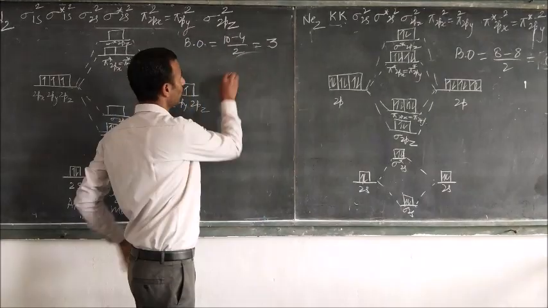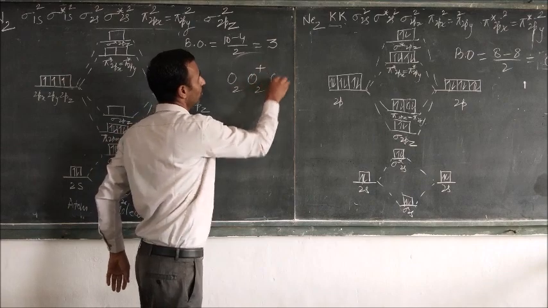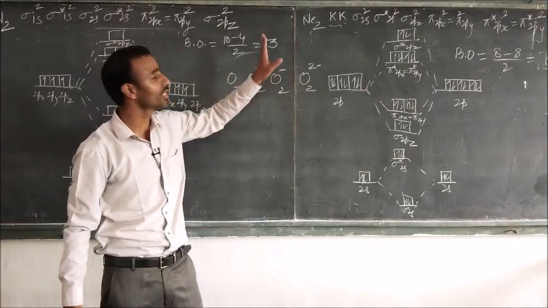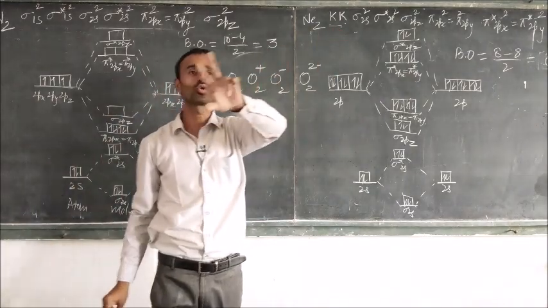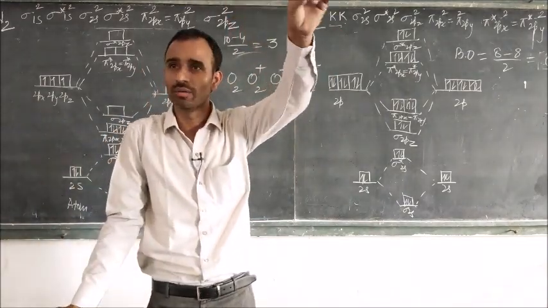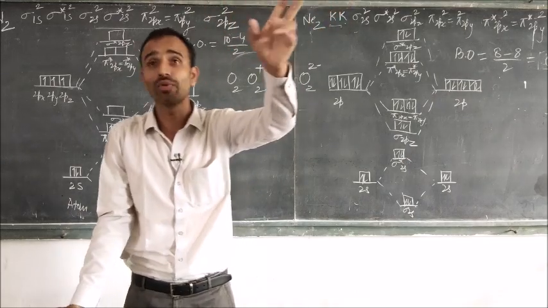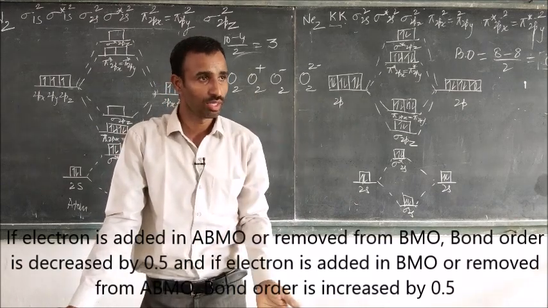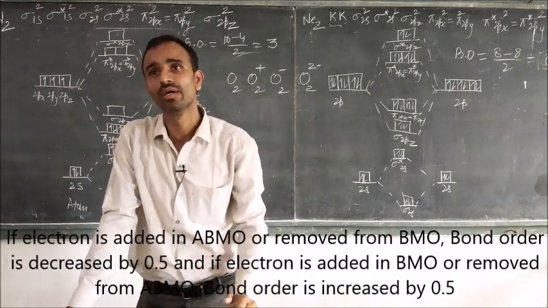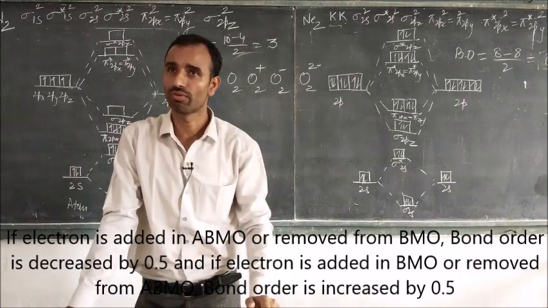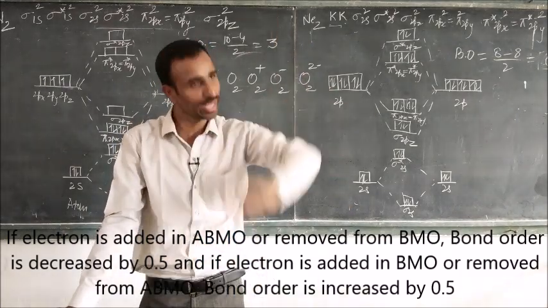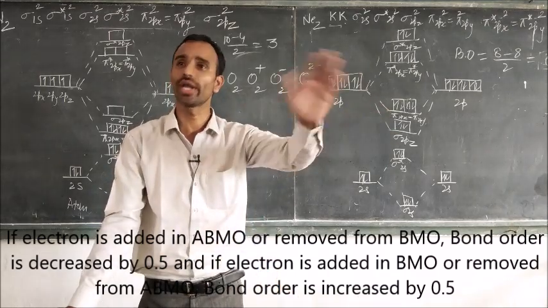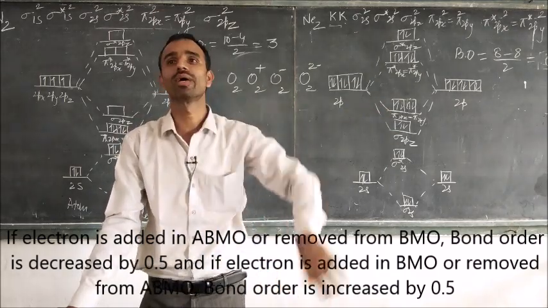For homodiatomic species like O2, O2 positive, O2 negative and O2 2 negative, you can calculate just by looking at the configuration. For O2, there is pi star 2px1, pi star 2py1. If an electron is added in antibonding, bond order is decreased by half. If an electron is removed from antibonding, bond order is increased by half. If we add an electron in bonding, bond order is increased by half. If we remove an electron from bonding, bond order is decreased by half.